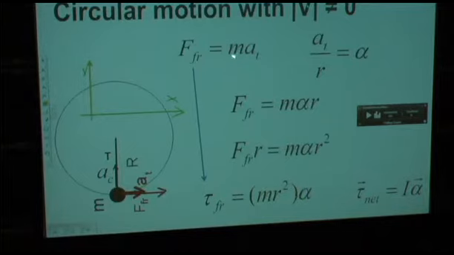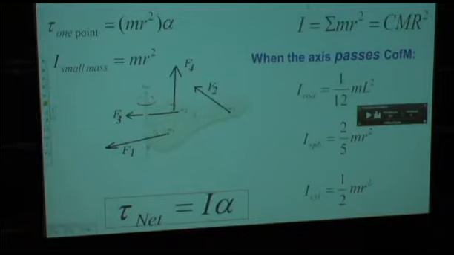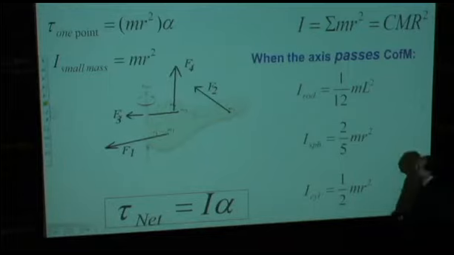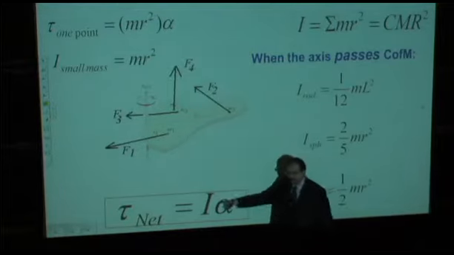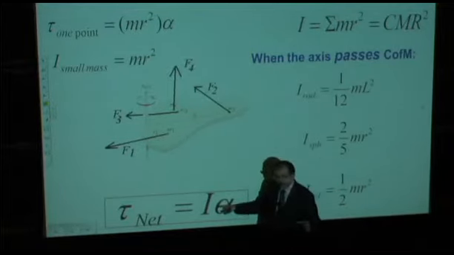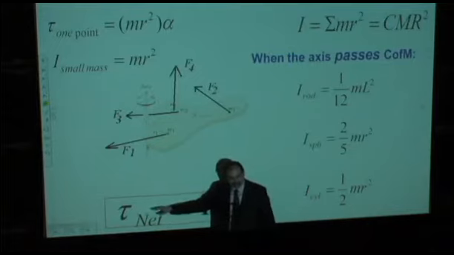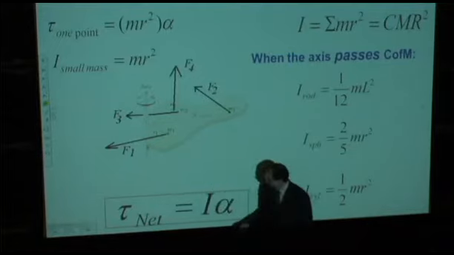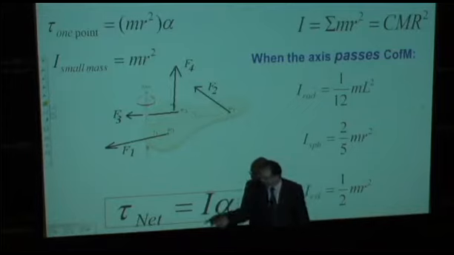It's not just a mass anymore, like for Newton's second law. It's a mass times distance squared, which is different for different parts of that object, and we should add them up all together. So as a result, we come up with a new physical quantity and a new physical law. So this variable, this coefficient between a net torque acting on an object and the angular acceleration of that object, has a name, well, two names.